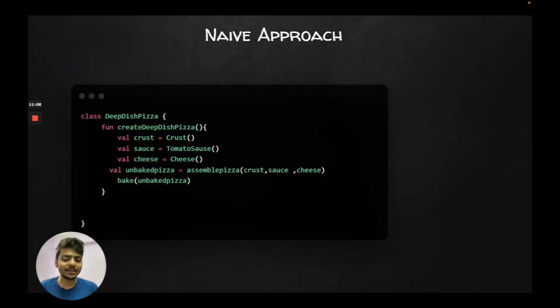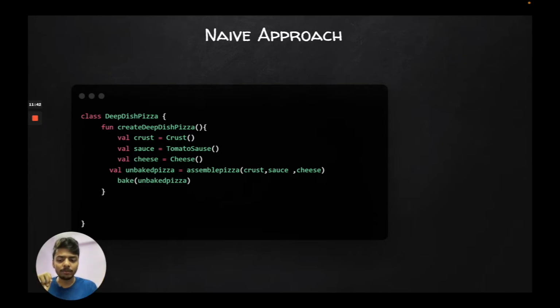So what exactly are we doing here? To make a deep dish pizza, you would at least need a crust, tomato sauce, and cheese. That's what I think. Let's just assume you only need these three things to make a pizza. Then you assemble it and bake it, and ta-da, your pizza is ready. So there's nothing wrong in this, you would say. This class is very valid. For example, anytime a customer walks into your restaurant, you can just call this function and you will have a pizza ready. But you should think more about this.